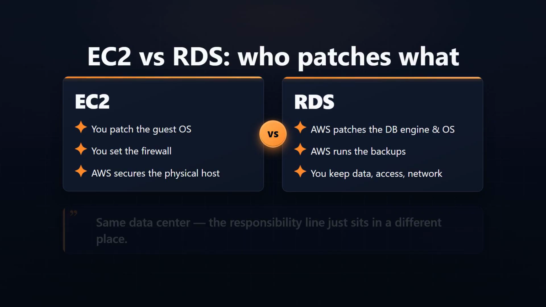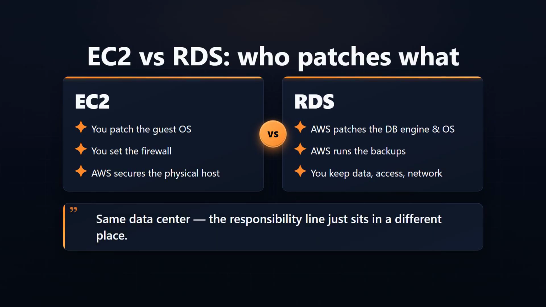Here's that shift made concrete. On an EC2 virtual server, you patch the guest operating system yourself, you configure the firewall, and you manage your application. AWS only secures the physical host underneath it. Move to RDS, the managed database, and AWS takes over patching the database engine and the operating system, and it runs your backups. You still own the data, the access, and the network settings. Same company, same data center, but the responsibility line sits in a different place. That is the whole idea of shared responsibility.